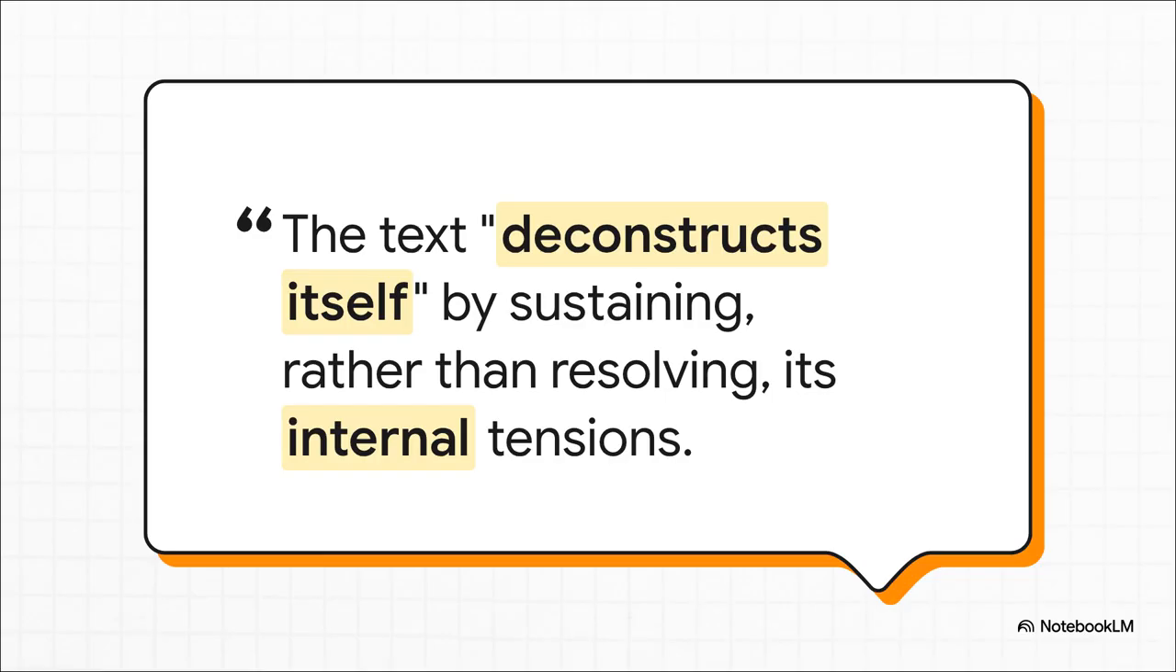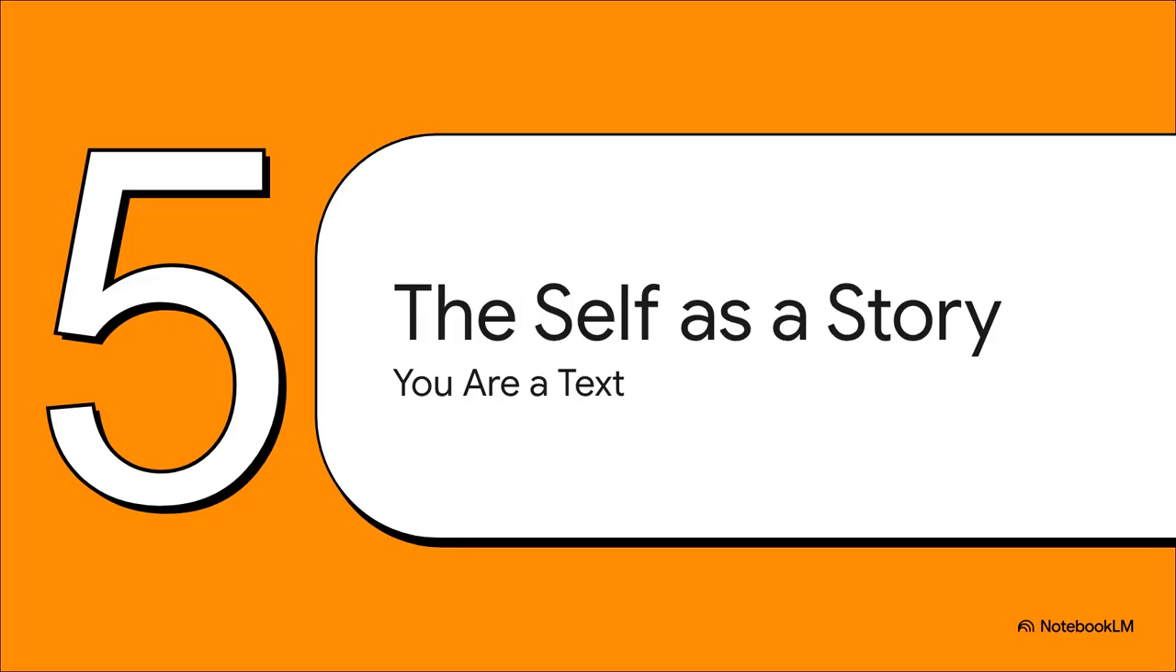The critic isn't forcing some outside idea onto the book. They're just pointing out how the book is already fighting with itself. The text, in a way, provides all the evidence you need to take apart its own main argument. It deconstructs itself. All right, we've talked about language, we've talked about books.